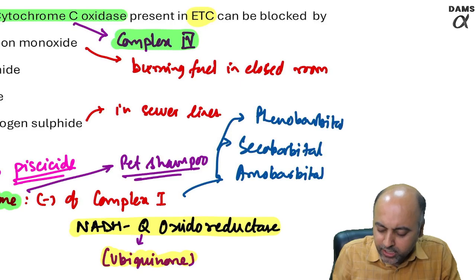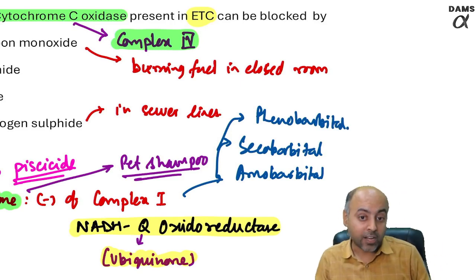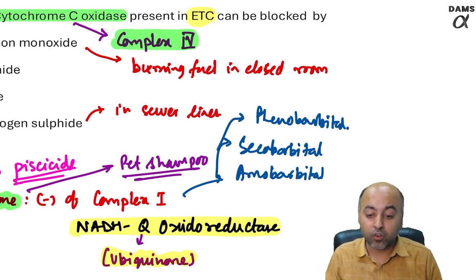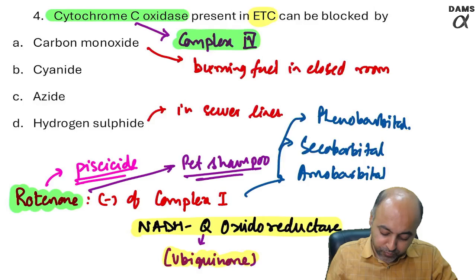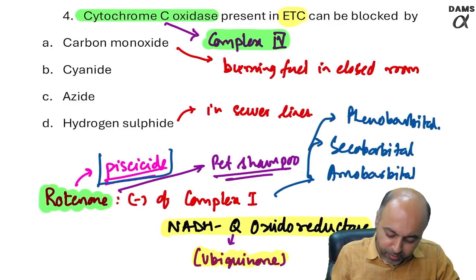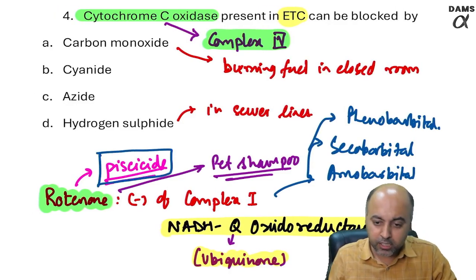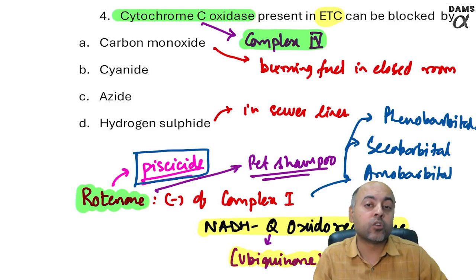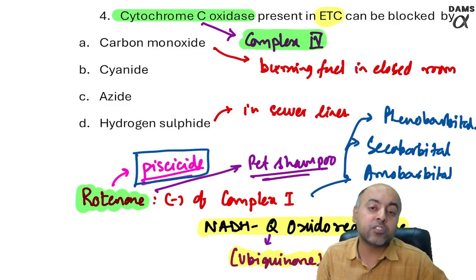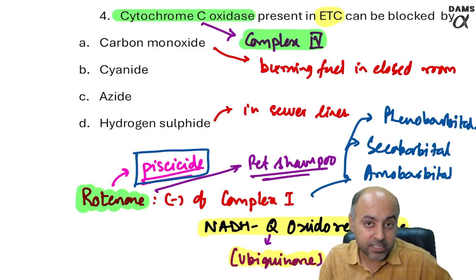These are additional inhibitors of complex 1. Okay. Now, with the term pesticide, you have to remember there is another pesticide, that is antimycin A. So don't confuse rotenone with antimycin A, which is an inhibitor of complex 3.